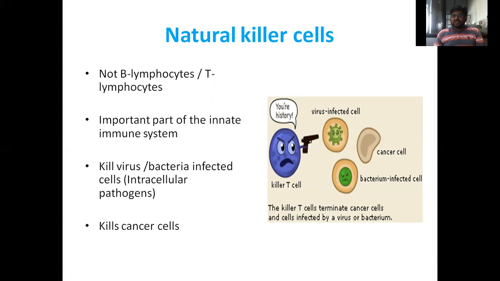Next one is the natural killer cells. Natural killer cells are not B lymphocytes and not T lymphocytes. They are an important part of the innate immune system. They kill virus and bacteria infected cells. Cells that are infected with viruses and bacteria are destroyed by the natural killer cells. They kill cancer cells also. Here is the picture of how they do the process for cells infected with viruses and bacteria.